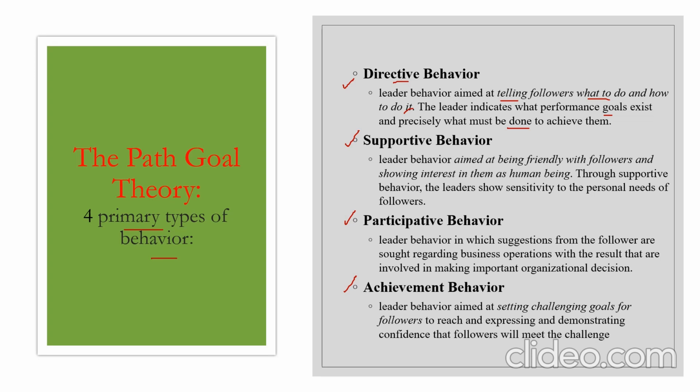The next behavior or the next leadership style in path goal theory is supportive behavior. Okay, supportive behavior is a leader behavior aimed at being friendly with followers and showing interest in them as human beings. Through supportive behavior, the leaders show sensitivity to the personal needs of the followers. Okay, followers means employees. So supportive behavior is where the leader is being nice, being friendly, trying to build a good relationship with the employees.